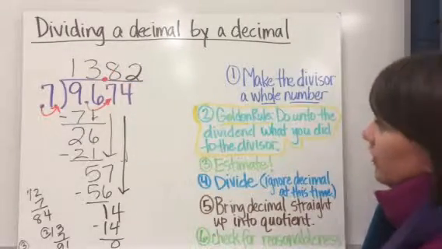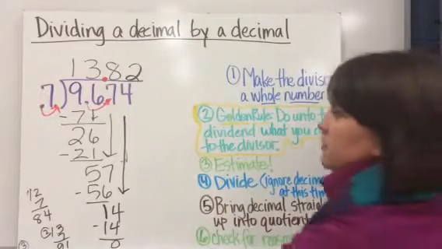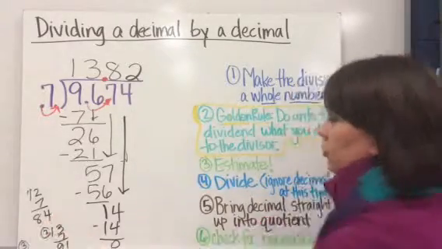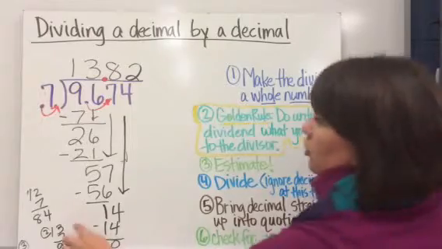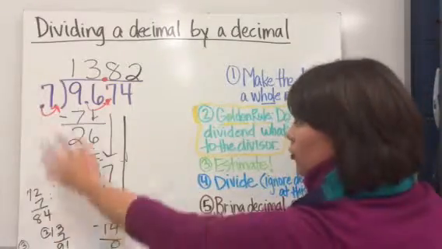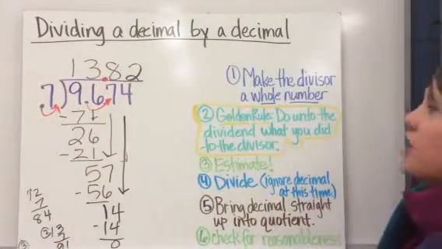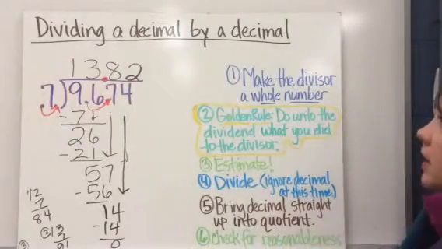Now I want to double check if that makes sense as far as my estimate goes. And over here, I know it's difficult to read, I said that 7 times 13 was 91. So I knew my answer was going to be a little bit more than 13. And this is more than 13.